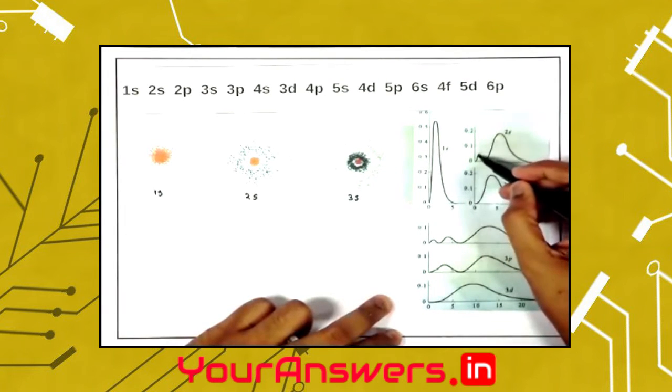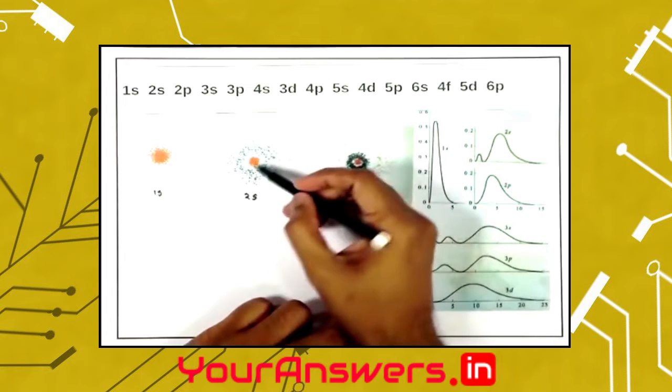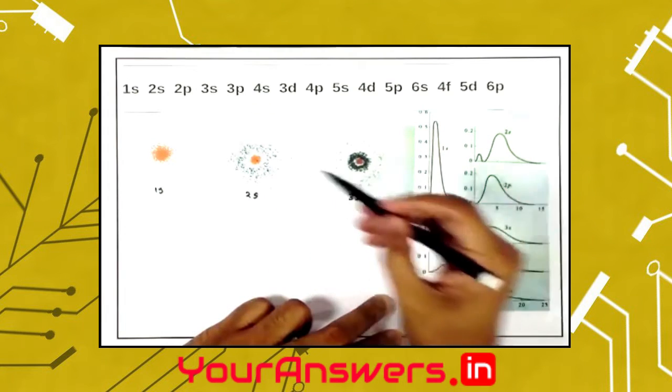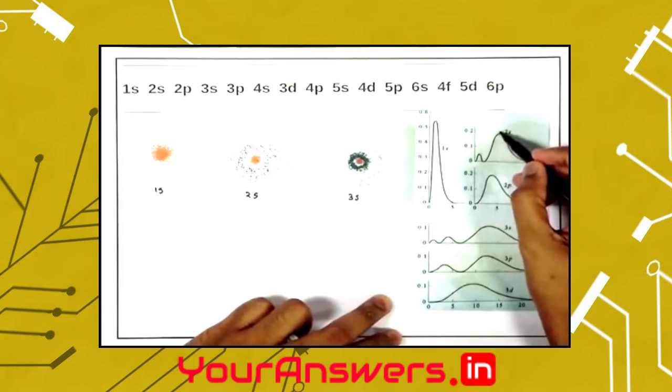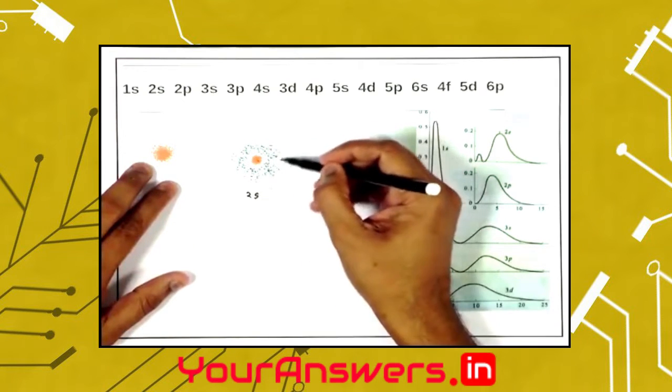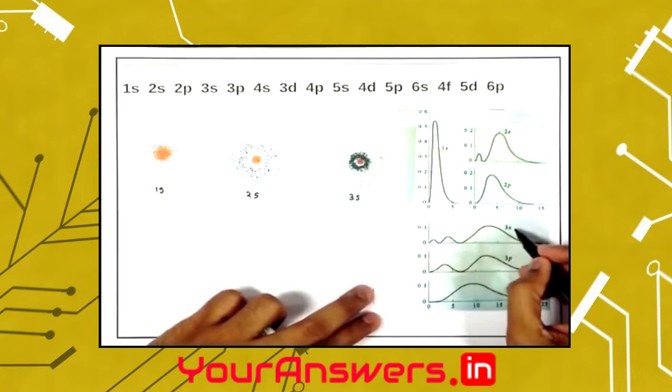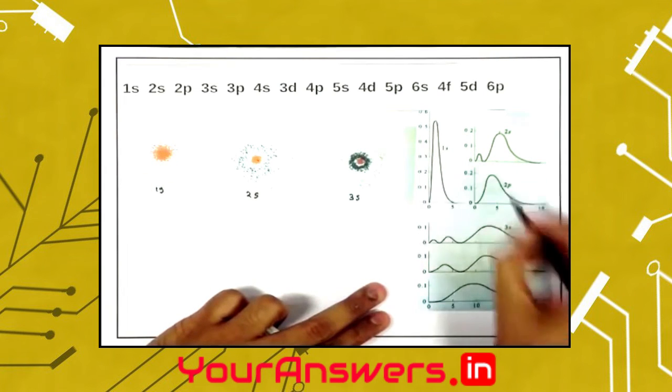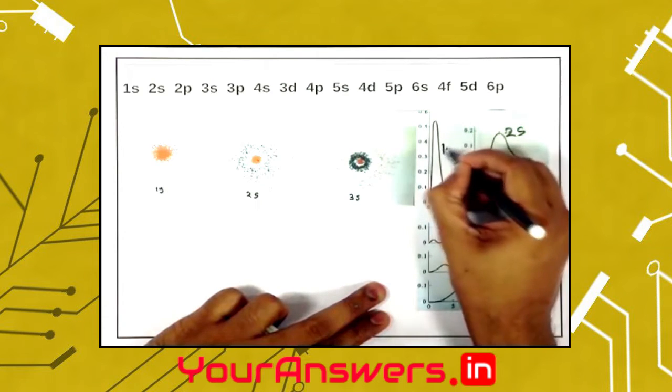There are two peaks. The first, the small peak, is coming because of this electron density. The second peak here comes because of the electron density that is seen in this region. Similarly, this is for 3s. So this is for 3s, this is for 2s, this is for 1s.